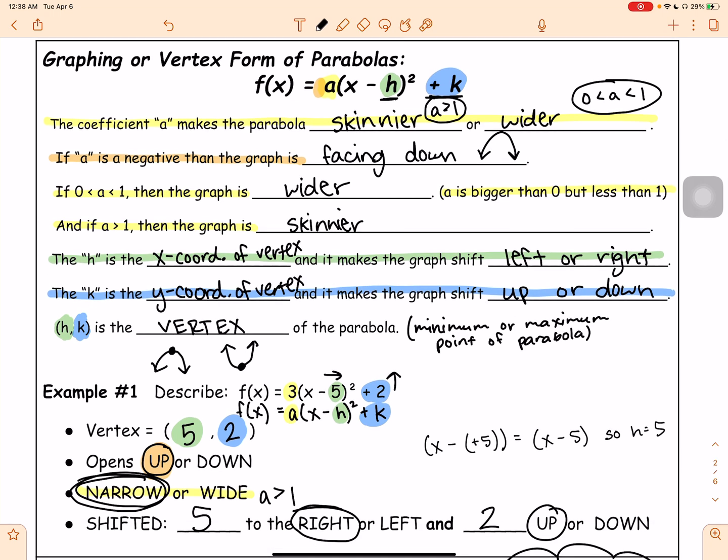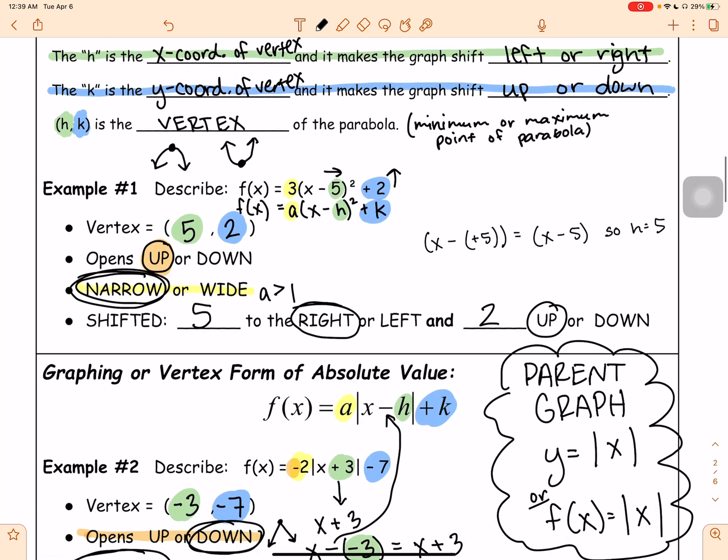So h comma k is the vertex, all right? The h also tells us if we move left or right from the parent graph, and the k tells us if we move up or down from the parent graph. The a here tells us if we get wider or skinnier, and if it's a negative a, then it's flipped upside down. So there's a few things that you definitely want to review about what we did before spring break.